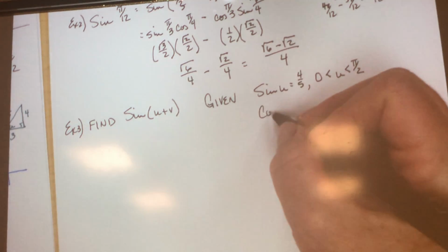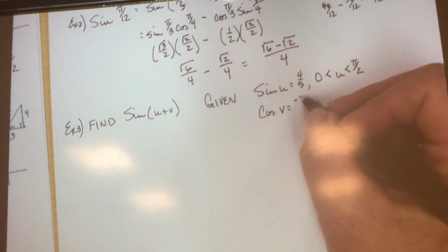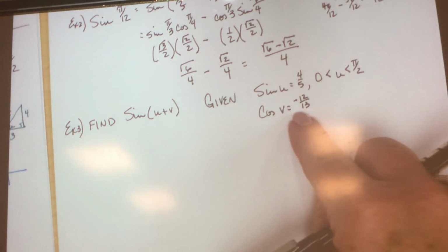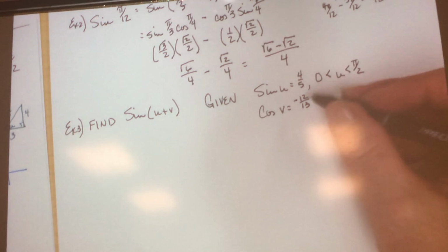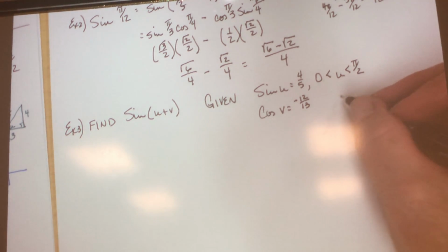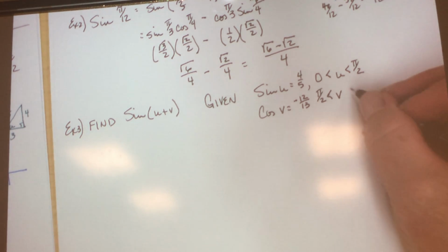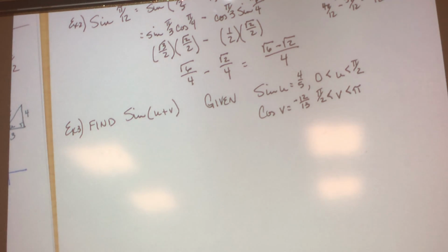And the cosine of v is equal to negative 12/13. Now, what do you know about him? Where is he not? First or fourth, right? He has to be in the second and third. So the cosine of v is equal to negative 12/13, and v is greater than pi over 2 and less than pi. So where is he? Second. Okay, so let's talk about this first guy.